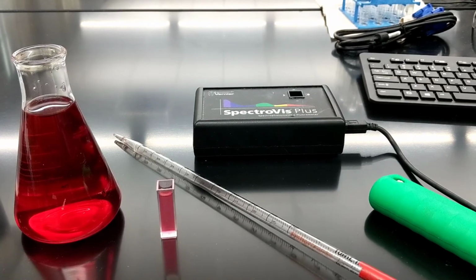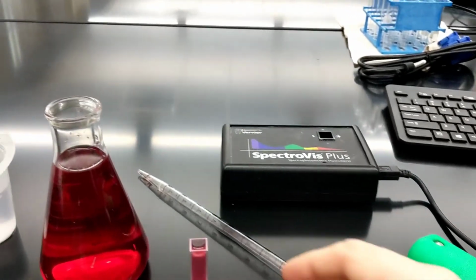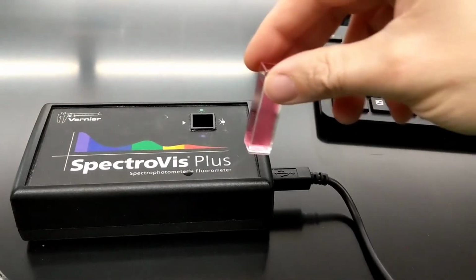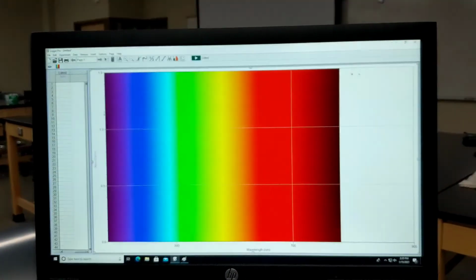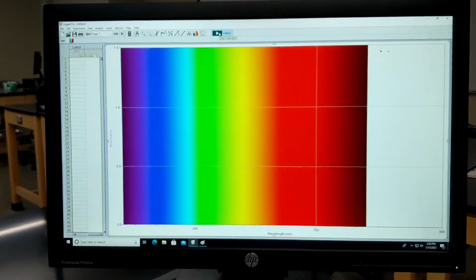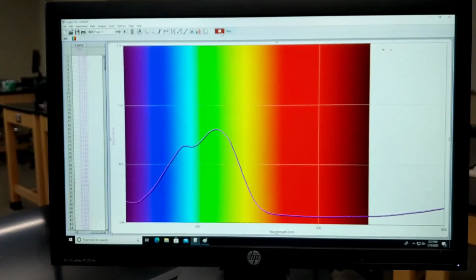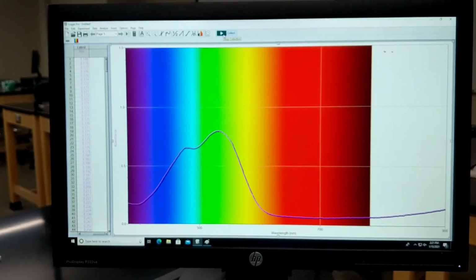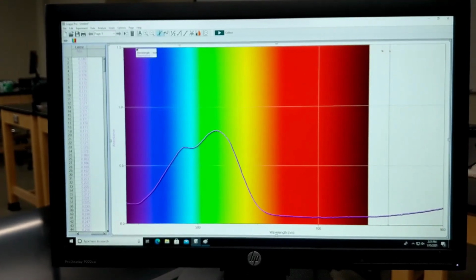So here we see the spectrophotometer, a pipette, the beta-cyanin solution, and a cuvette. We take the cuvette and make sure that the rough edges are facing away from the arrow on the spec. We place the cuvette into the spectrophotometer and we click the collect data button on the program. So now it's going to record which wavelengths are most absorbed, and there we can see the data. We can see the most absorbed wavelength there is in the green spectrum, around 535 nanometers.